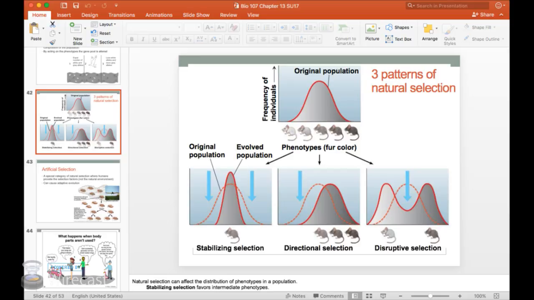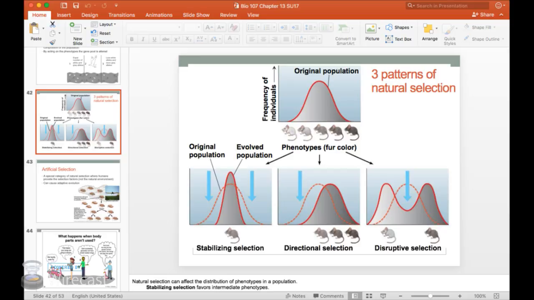If some of the ladies like the white fur and some of the ladies like the dark fur, that would be disruptive selection, because you'd be selecting for both extremes. Okay? So sexual selection is a mechanism of evolution. And usually we see these types of natural selection based on habitat, so usually based on the environment that they're in. So they are two separate concepts, but you can kind of connect them.